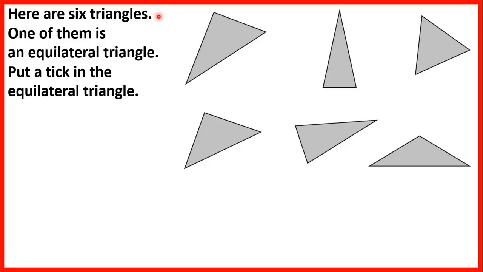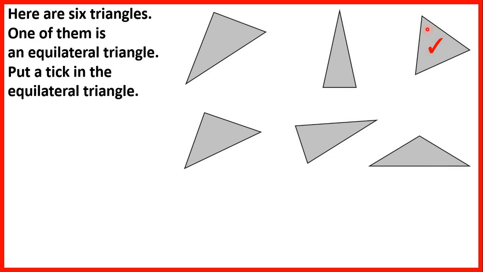Here are 6 triangles. One of them is an equilateral triangle. Put a tick in the equilateral triangle. So remember, equilateral triangles have angles of the same size and sides of the same length. So the equilateral triangle is this one here. All its sides are the same length and all its angles are the same size.